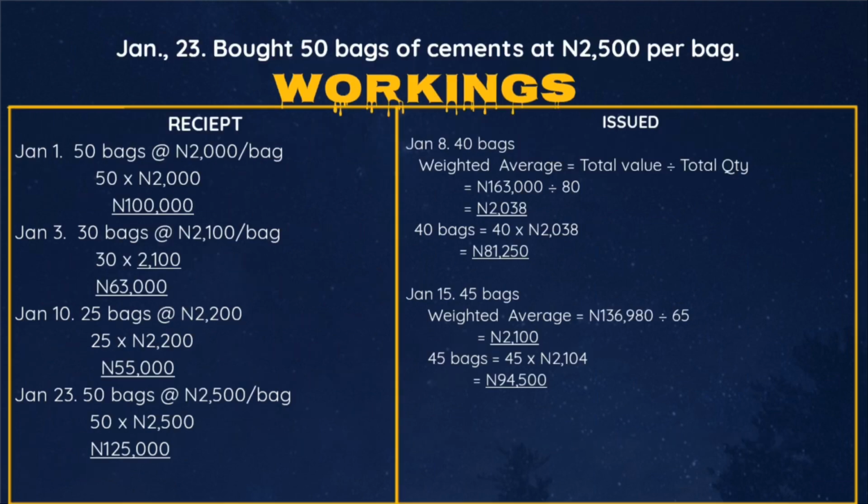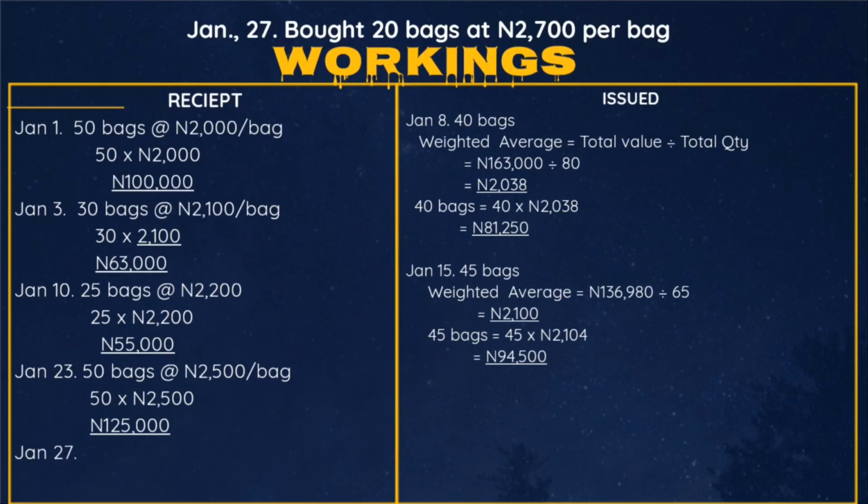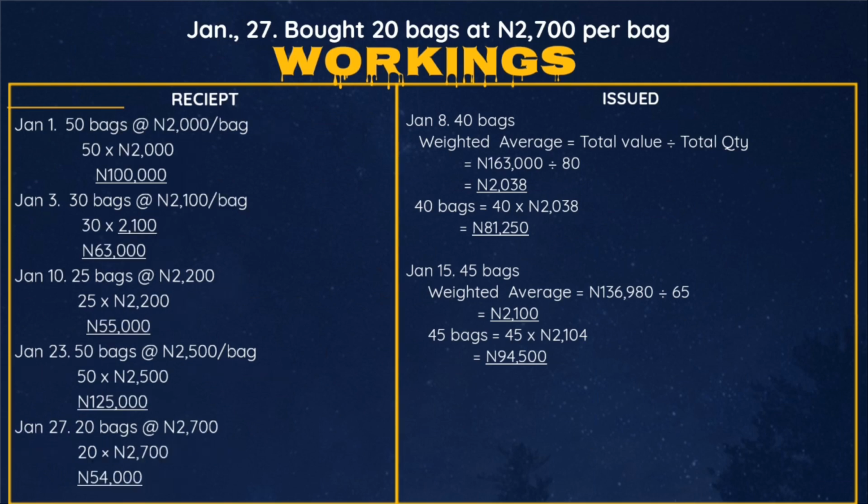January 27, back to our workings. So 20 bags at 2,700. Now that will be 20 times 2,700. If we multiply 20 times 2,700, that will give us 54,000 naira. That is 20 bags of cement at 2,700 naira for the price, while the value is 54,000.